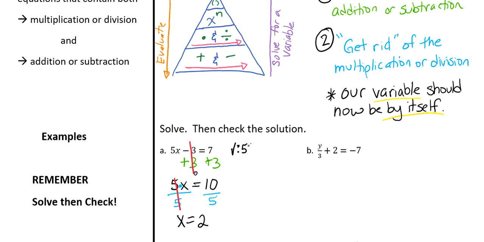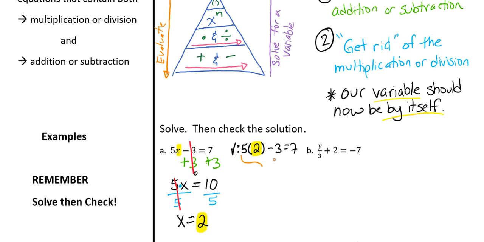And so now we just want to check it to make sure that we did it right. So we're going to rewrite our equation. We're going to leave out the x. Here's our x, we're going to leave that out, and in that spot, we're going to put the number we got as our x. So we're going to plug our 2 in, and then we're going to put that into the calculator.